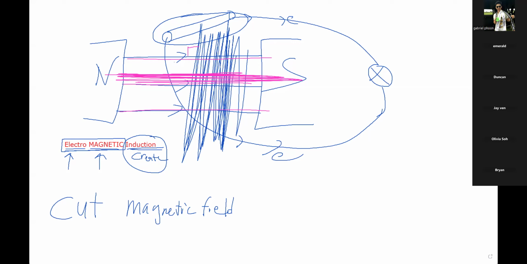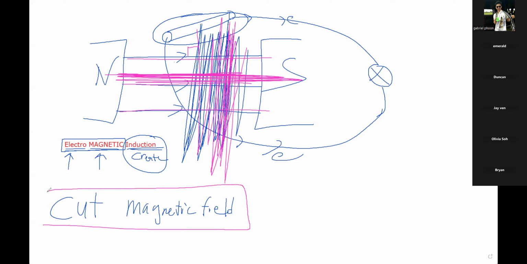Okay, so the metal pole is connected to two wires and then it's shaken up and down, right? Yeah, just continuously cut up and down the magnetic field. The keyword is that it must cut the magnetic field, and then it will force the electrons to go up and down. It'll force the electrons to travel in the wire.